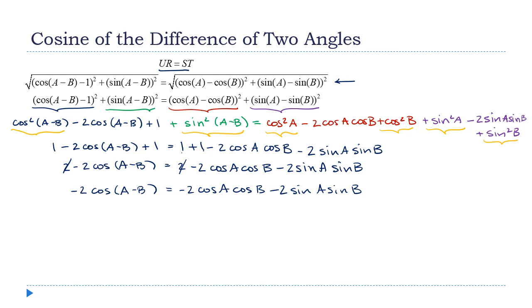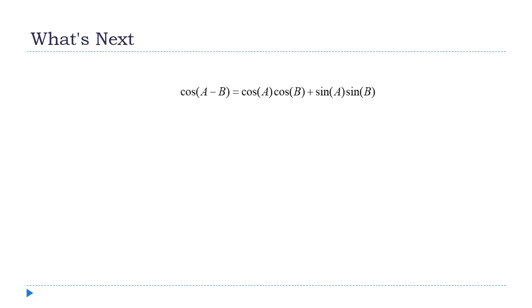Divide both sides by negative 2, get rid of all those negative 2's, and what's left? Cosine (A minus B) equals cosine A cosine B plus sine A sine B. And that's it. That's my formula, that's where we're going to stop. I've got cosine (A minus B) by itself. It equals that expression on the right-hand side. So I cleaned it up here. My handwriting is pretty decent, but that's the cleaned up version.